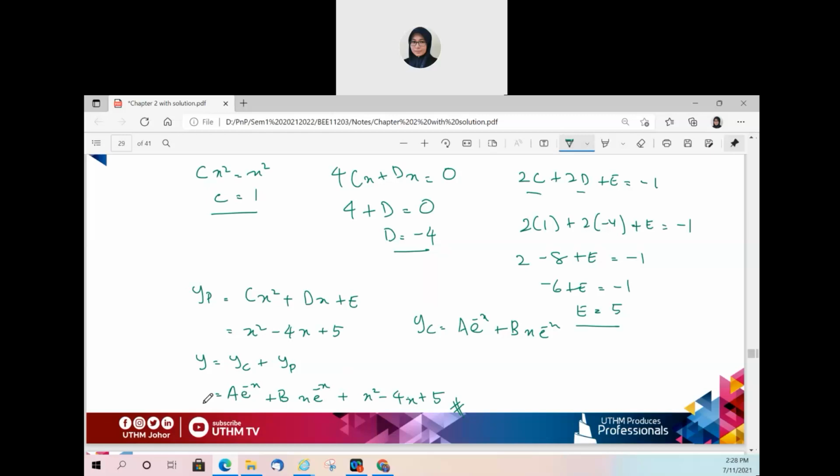Faham. So you can stop up to this stage. You don't have to find A and B since you are not given any initial conditions in this question. Remember, for non-homogeneous equations, you have to find the constants for YP. But for YC, A and B depend on your questions. If you are given the initial conditions, then you have to find A and B. If you are not given any initial condition, then you can leave A and B.